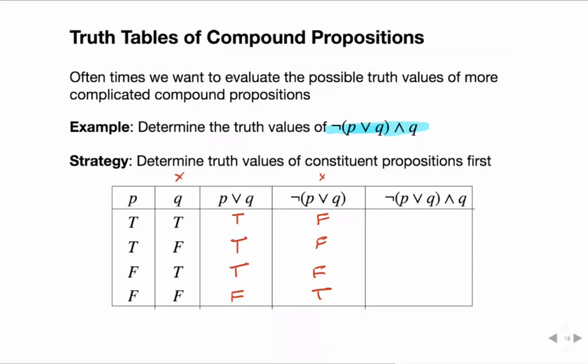So in the first row, Q is true and not P or Q is false, so their conjunction is false. In the second column, Q is false and not P or Q is false, so their conjunction is false. In the third column, Q is true and not P or Q is false, so their conjunction is false. And in the last column, Q is false and not P or Q is true, but since Q is false, their conjunction is false. And so now I know for all possible combinations of truth values of P and Q, the potential or possible truth values of our compound proposition that we were trying to analyze.